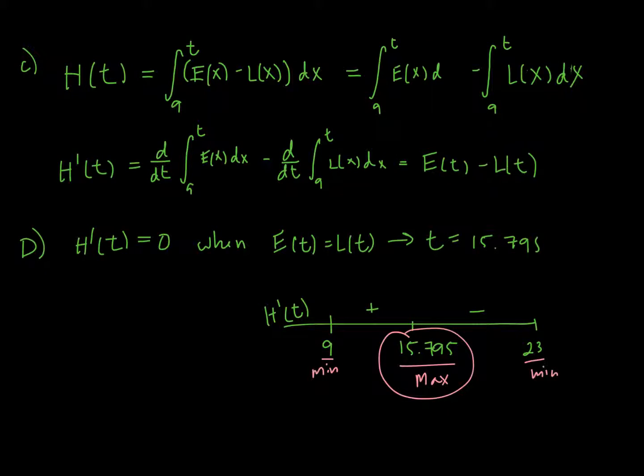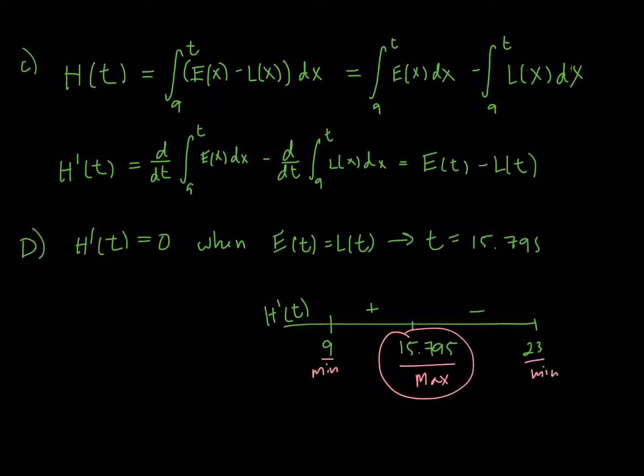All right, for part C, I'm given this function h of t as defined here, and I want to find h prime of 17. I'm told h of 17 is somewhere around 3,725. So for h prime, I'm going to take the derivative with respect to t. Now notice that I can split up my definite integral because I have a difference of two things. And so when I take the derivative, I can apply the derivative to both of my definite integrals.